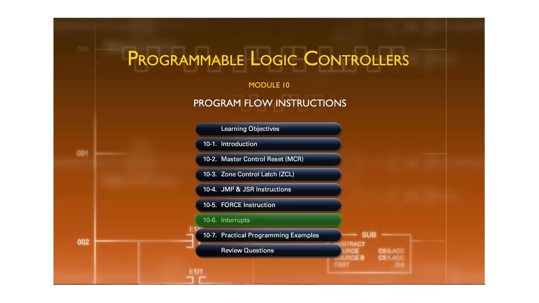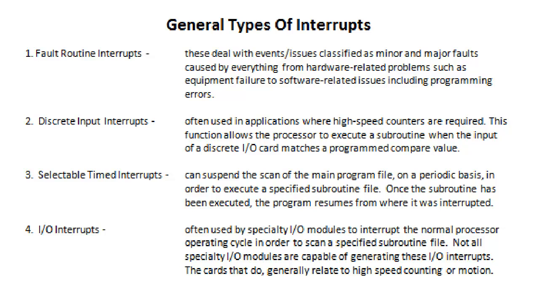A new section dealing with interrupts has been added to this module. Interrupts are used in PLC applications to address unexpected or undesirable conditions or events. They can be used to protect equipment, trigger alarms, suspend operations, as well as suspend regular program execution to perform specific tasks at regularly timed intervals. The four general types of interrupts shown here are discussed in the module, and examples of each are given.